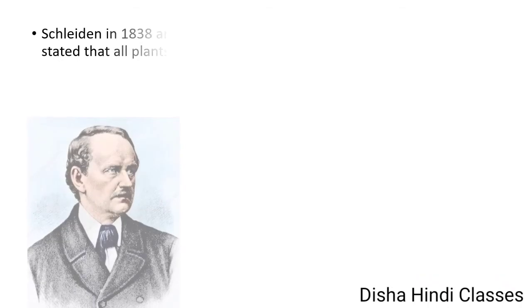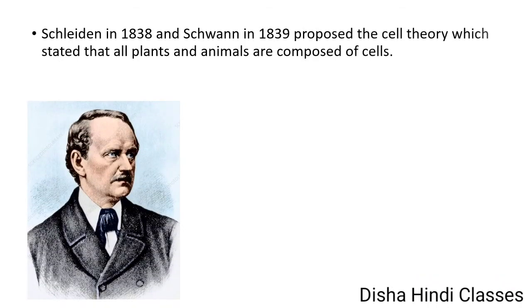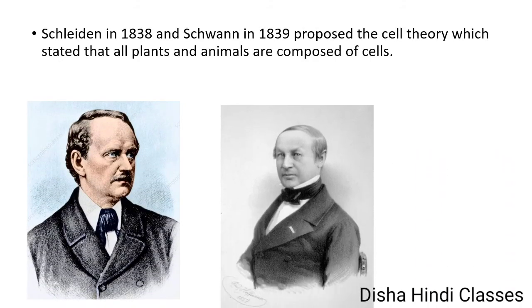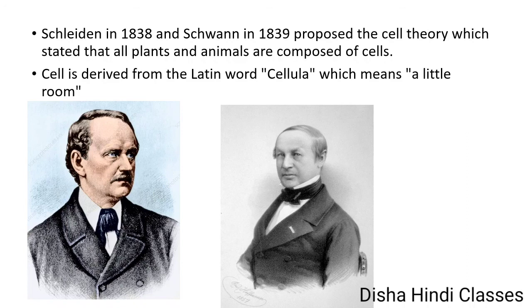Schleiden in 1838 and Schwann in 1839 proposed the cell theory, which stated that all plants and animals are composed of cells. Cell is derived from the Latin word cellula, which means a little room. Cell theory.